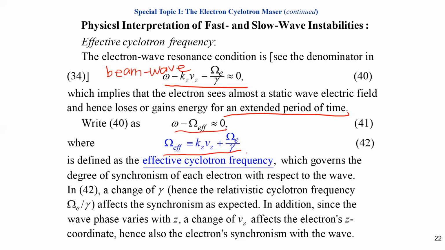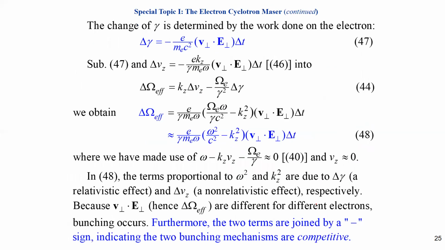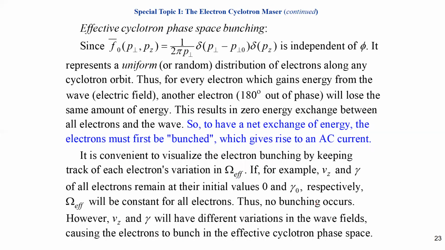Omega EFF. That's effective cyclotron frequency, which governs the degree of synchronism of each electron with respect to the wave. In equation 42, a change of gamma, hence the relativistic cyclotron frequency, omega E over gamma, affects the synchronism, 同步性, as expected. In addition, since the wave phase varies with z, a change of Vz affects the electron's z coordinate, hence also the electron synchronism with the wave. Okay, we still have 5. Oh, don't worry, very close to the end. We still have 4 pages.